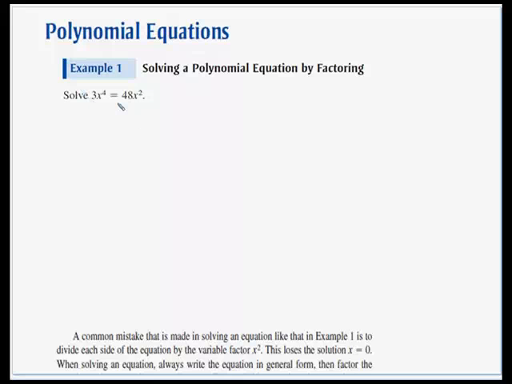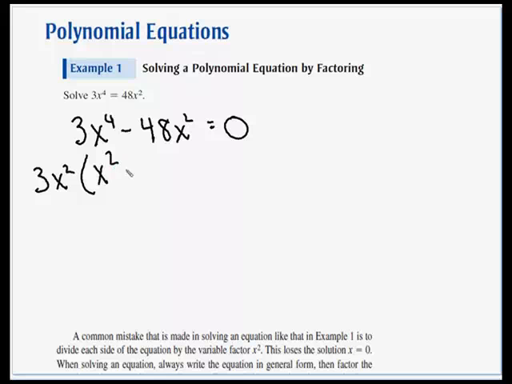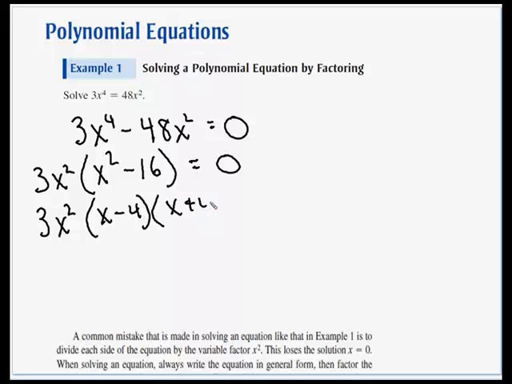So to start this one, I'm going to get everything on one side and set it equal to 0. I'm going to have my 3x to the 4th, and I'm going to subtract 48x squared from each side. And now it's equal to 0. Because remember, when we solve these equations, we usually set them equal to 0, factor them, and set each factor to 0. Now I could divide through by a 3, or I could just factor out a 3x squared, and that's going to leave me x squared minus 16, equal to 0. And I see my x squared minus 16 is a difference of squares. So that's going to be the sum and difference, x minus 4 and x plus 4, and all three of these factors multiply to 0. So I can set each factor independently equal to 0.